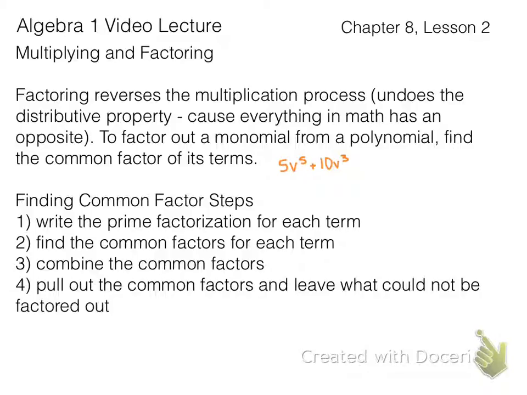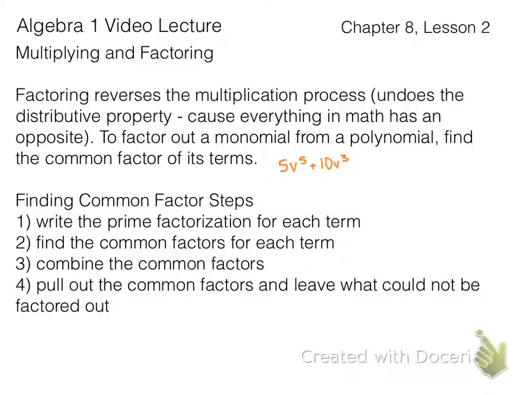But a prime factor tree, breaking everything down into its prime factors, things that aren't divisible by anything else other than 1. And then we're going to find the common factors for each, combine the common factors, and pull that out and leave what we cannot factor out.